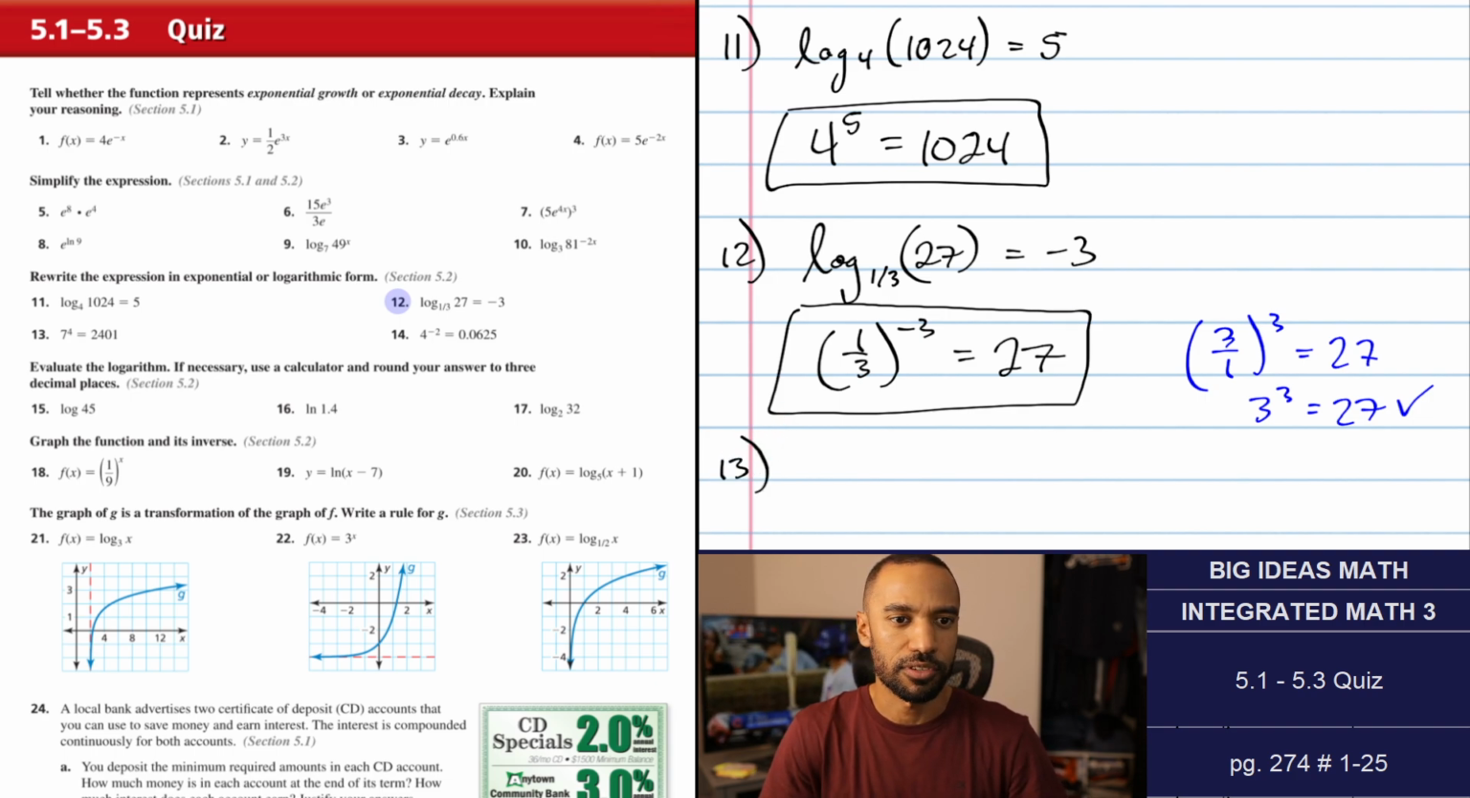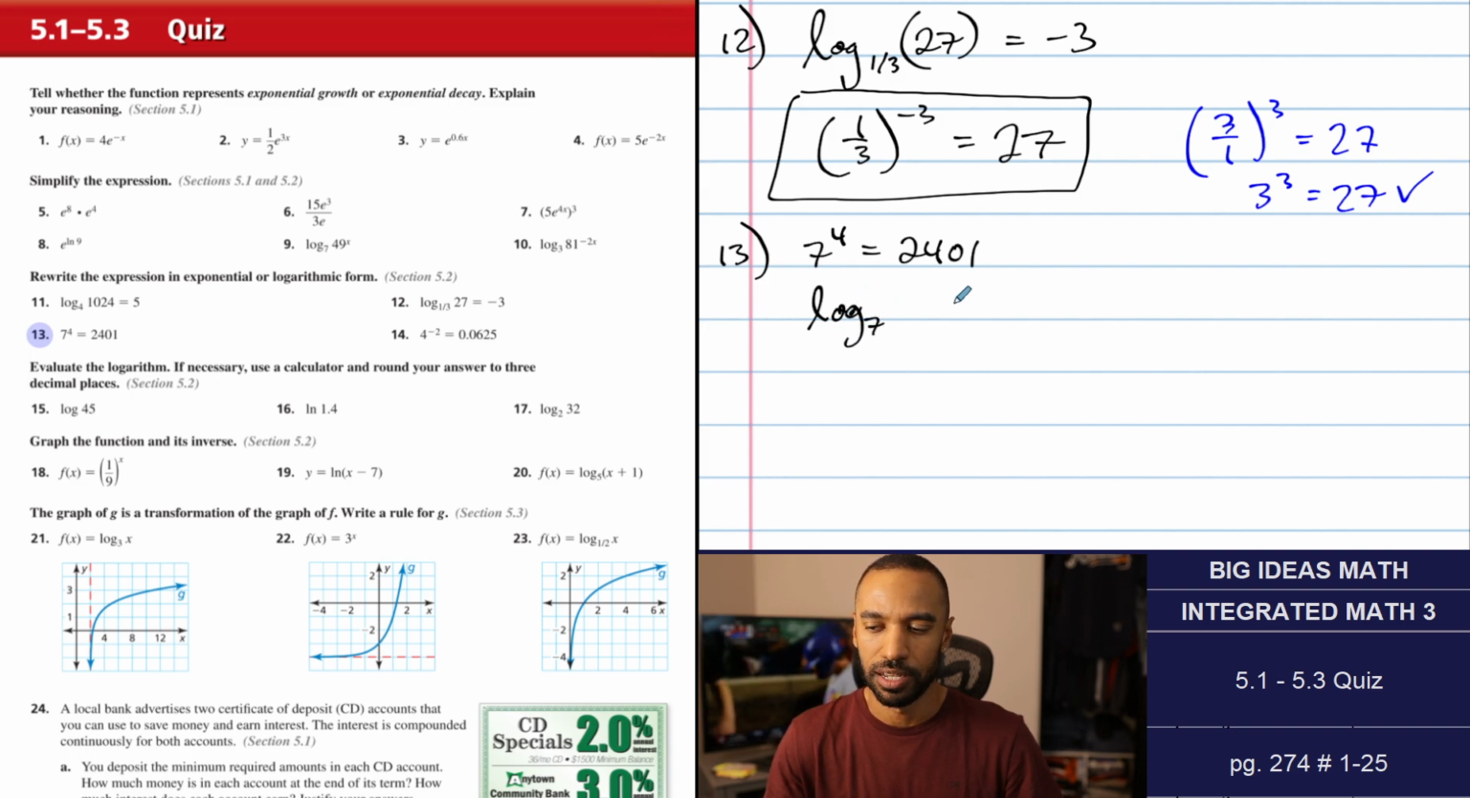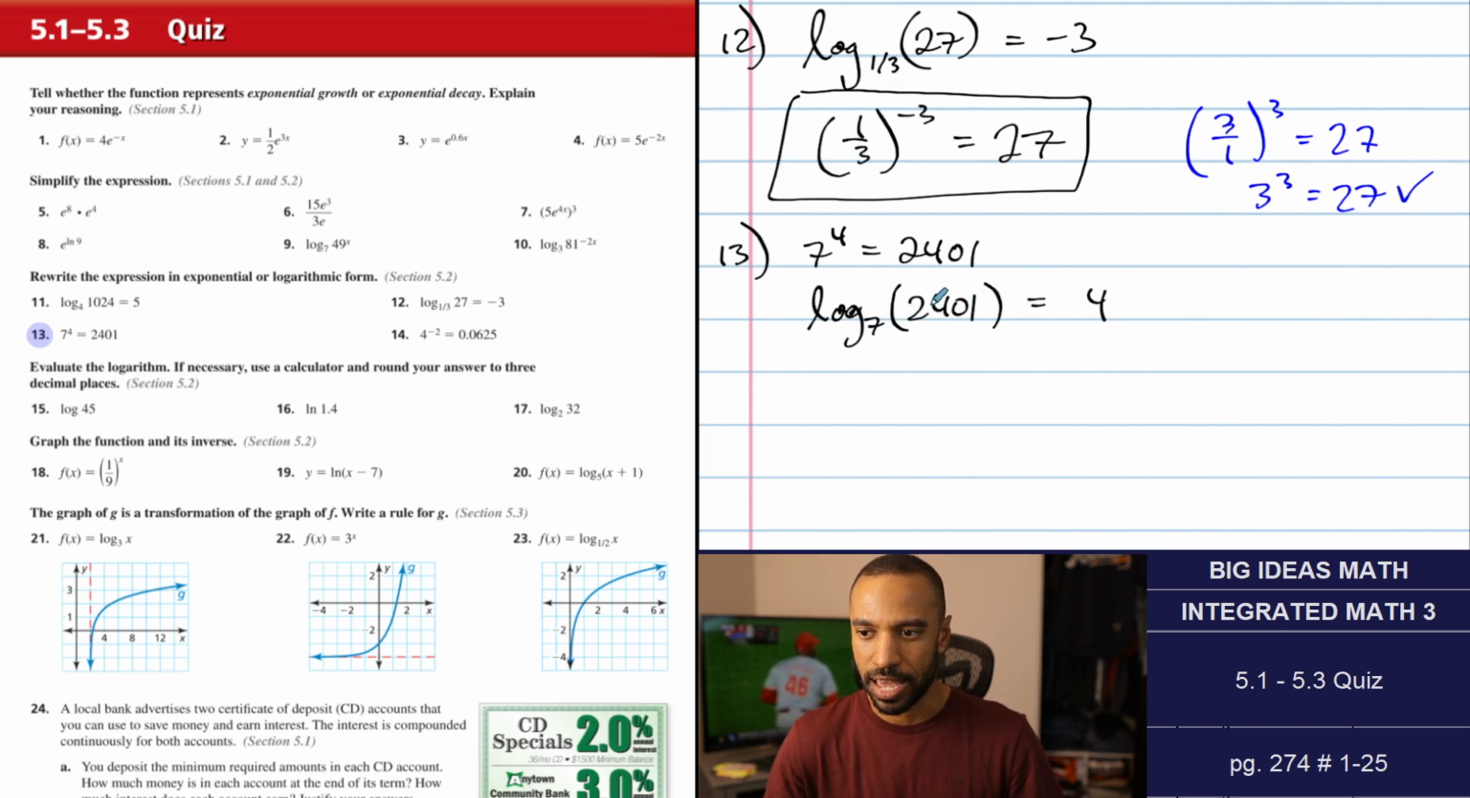On number 13, we have 7 to the 4th equals 2,401. I suppose that's a true statement. Let's go with it, right? But we need logarithmic form out of it. What do we say about the base right here? Log base 7 is your base here. So this is log base 7 of, now if you forget what goes here, just remember the result of a logarithmic function is the exponent, so 4. So this is where 2,401 goes in. 7 to the 4th equals 2,401. That's what I was pointing at before. This to the that is that.